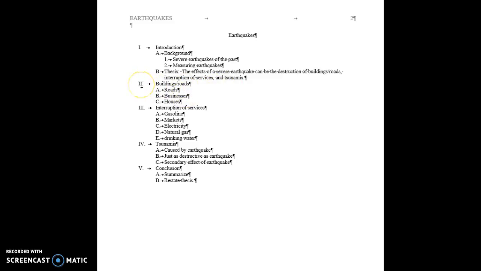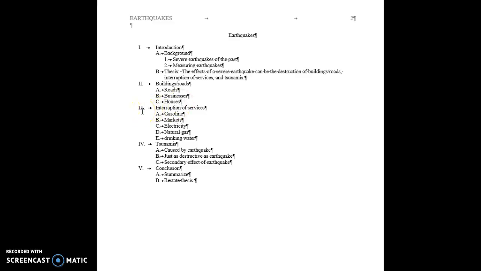So Roman numeral 2 is the first point of discussion, buildings and roads. Here it is in the thesis, and here it is down in Roman numeral 2. Under that, I have A, B, and C, roads, businesses, and houses that I'm going to talk about. Now, it would be a good idea if you put information under each one of those in regular Arabic numbers, 1, 2, 3, etc. That way, it'll be easier for you to do your paper because remember, this essay is more of just notes that you're taking so that you can write your paper more easily.